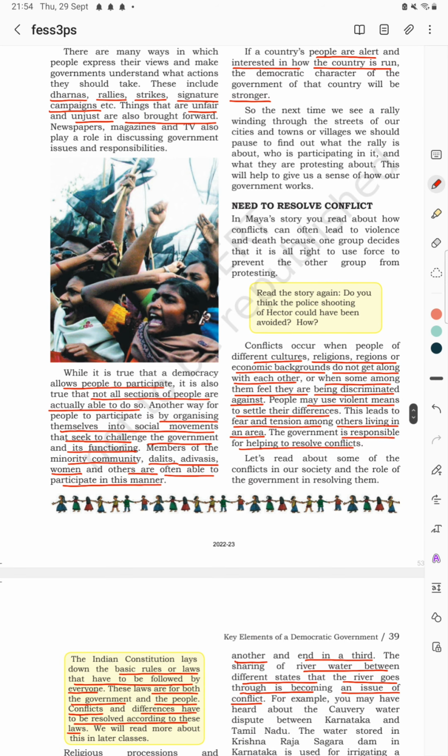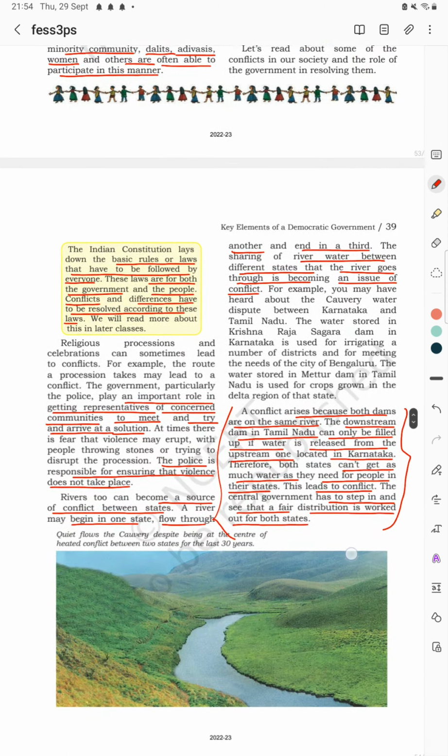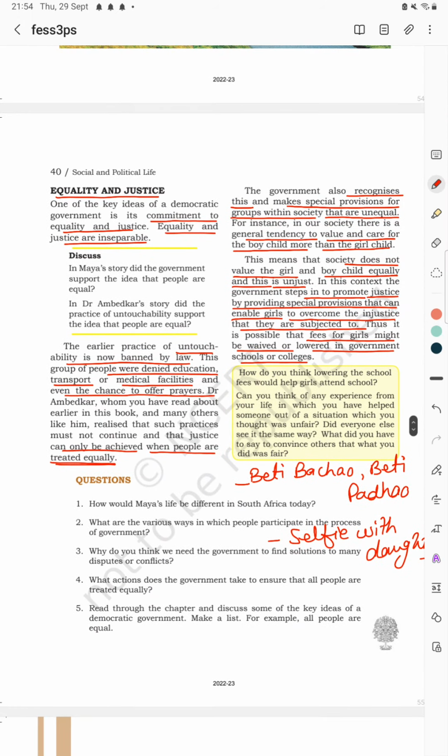Then the government's important task is to resolve conflicts which may be between different states or different people. Then equality and justice: it is the duty of the government to ensure that every section of society gets justice, and they should not feel that they are being discriminated against or unequal. If they feel injustice, then it is the duty of the government to overcome that injustice, and for that the government can make schemes or take affirmative actions. Affirmative actions means the government's programs for the upliftment or betterment of a particular section of society.